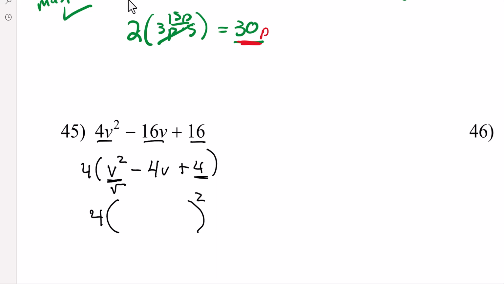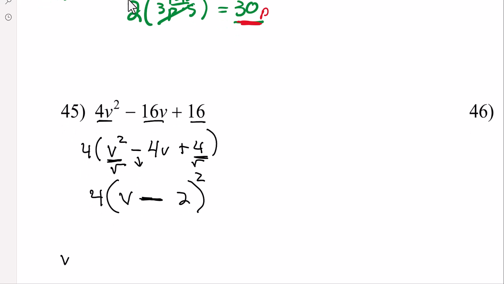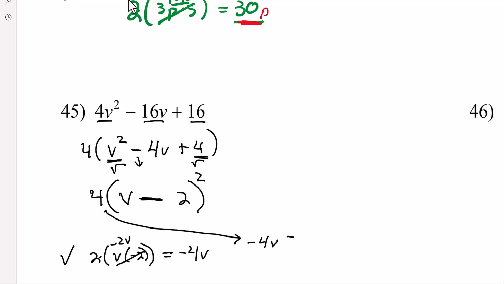So we're going to take the square root of v. We're going to take the subtract operator because that's the first one. And the square root of 4 is 2. And then we're going to do the check. 2 times v times negative 2. Well, negative 2 times v is negative 2v. 2 times negative 2v is negative 4v. And this negative 4v times this 4 does equal negative 16v. So this is correct.